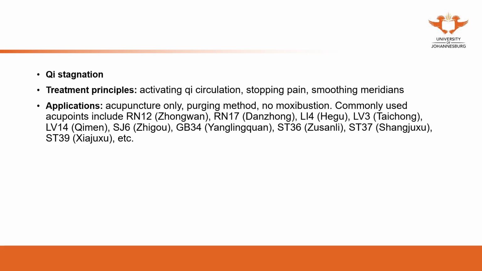We can choose Ren 12, 17, Large Intestine 4, Liver 5, Liver 14, Sanjiao 6, GB 34, 36, 37, 39. Stomach 37 and 39 are the lower he-sea points of the large intestine and the small intestine.